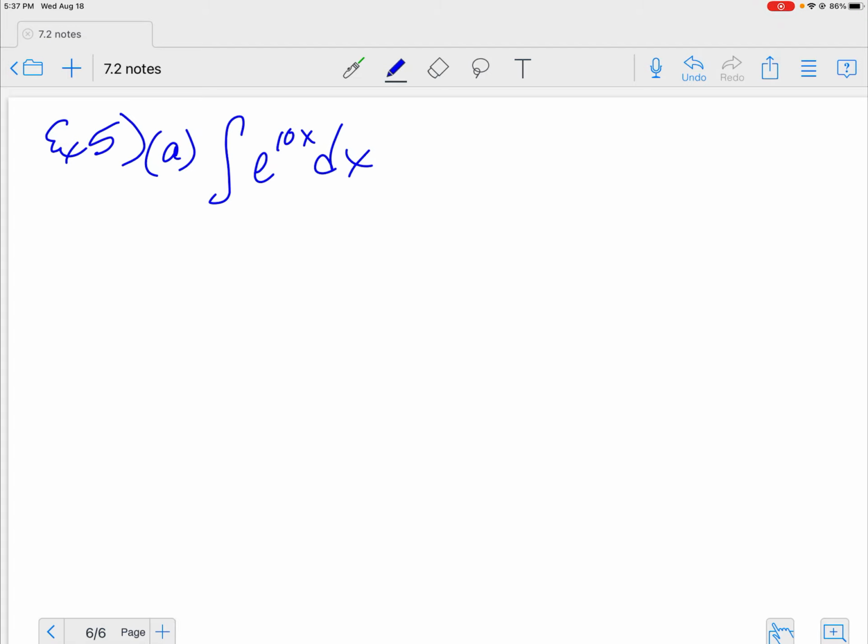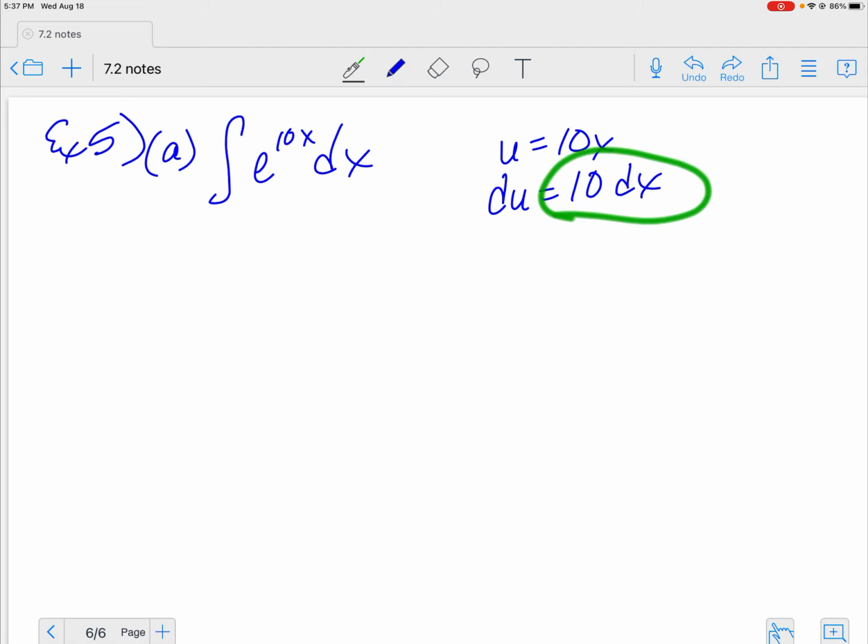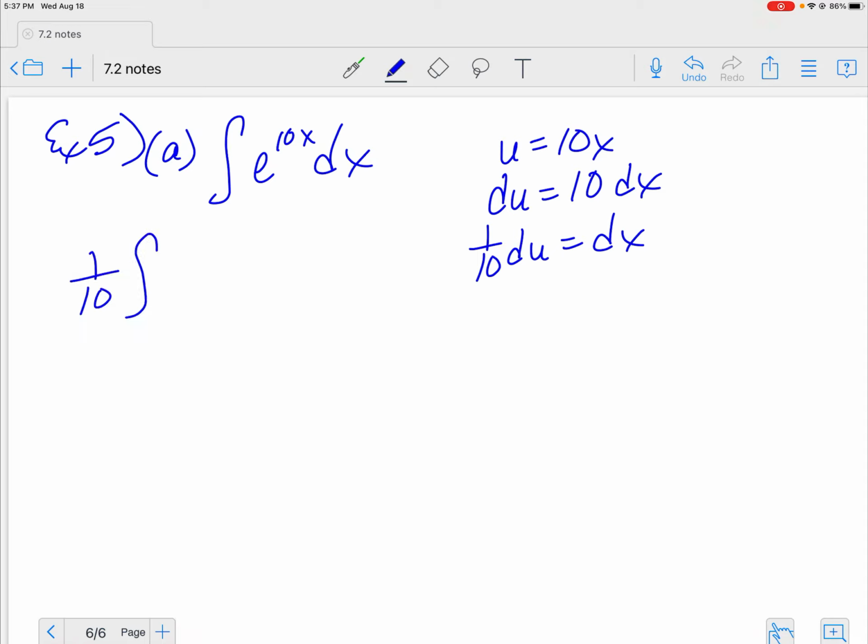So here, I'm going to do a u sub where my u is equal to 10x, which means my du is equal to 10 dx, right? Here's the deal. Anytime you have just a number here, 1/10 du is equal to dx. If your du equals your dx, then you should be able to go directly to the answer. All right? Okay. So I'm going to pull this 1/10 out front, and I have e to the u du.